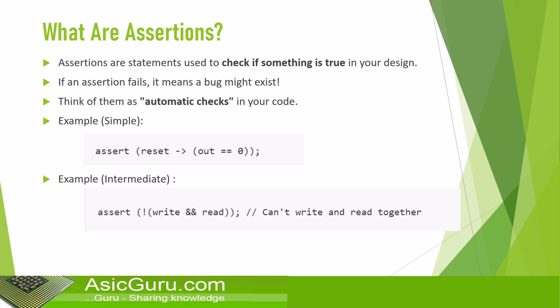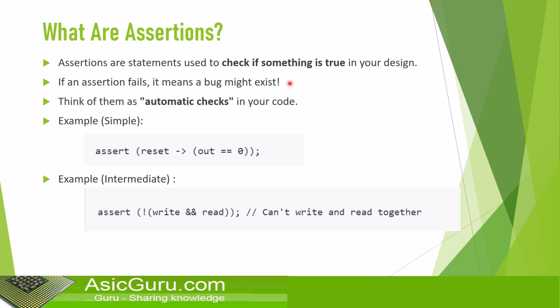So what are SystemVerilog assertions? Assertions are statements used to check if something is true in your design. They are like automated conditions that monitor whether your design is behaving correctly during the simulation. You can think of them as automatic checks that keep verifying the conditions for you without writing extra test logic. If an assertion fails, it indicates that something unexpected or incorrect happened, and it means there is some bug in your design or in the testbench.